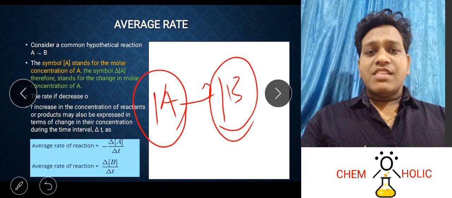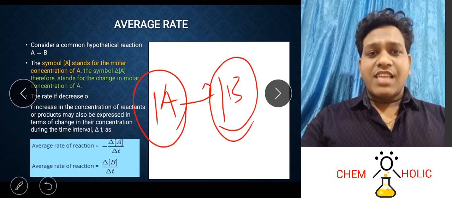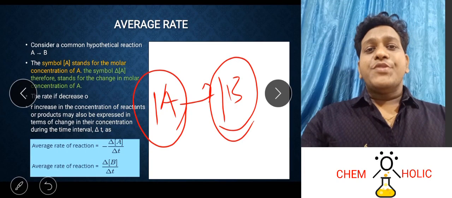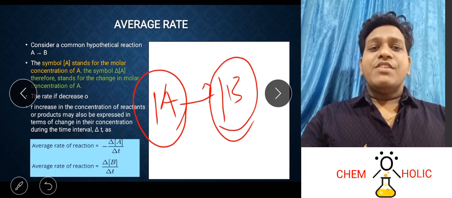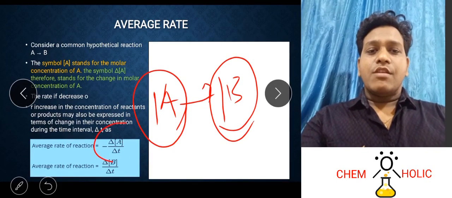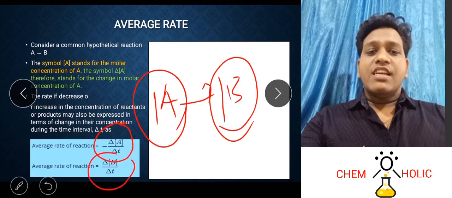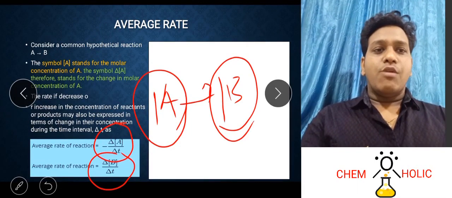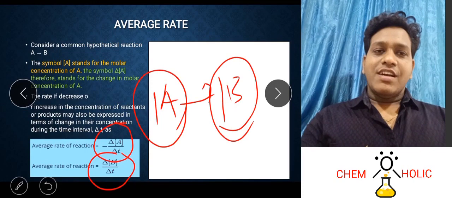If both are the same, we can say they are unimolecular and their number of moles are the same. They are elementary reactions. So in the case of elementary reactions, the rate of consumption is equal to the rate of formation. So equation 1 and equation 2 will be equal, and that will be called the average rate for a reaction.